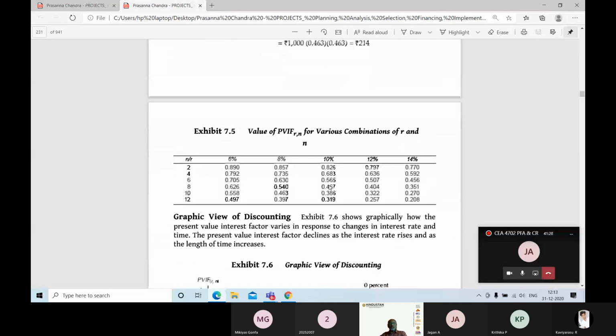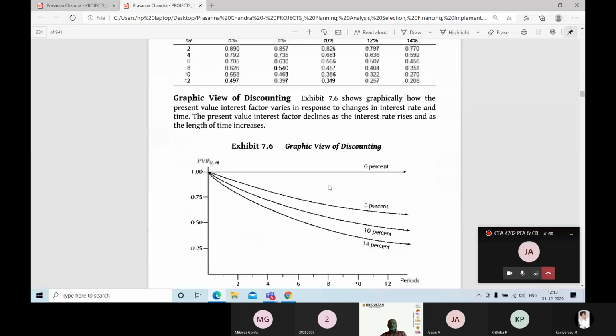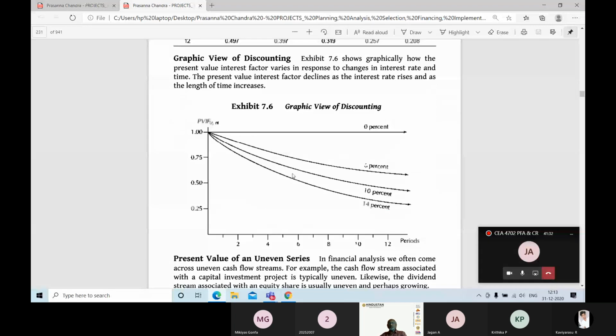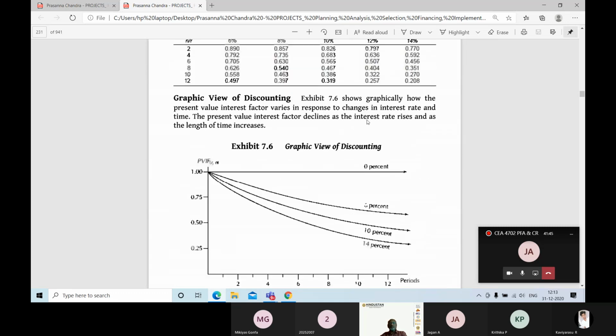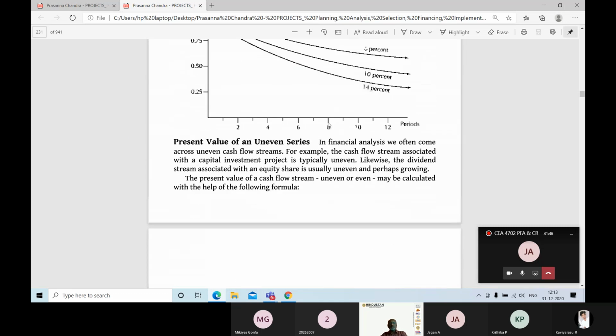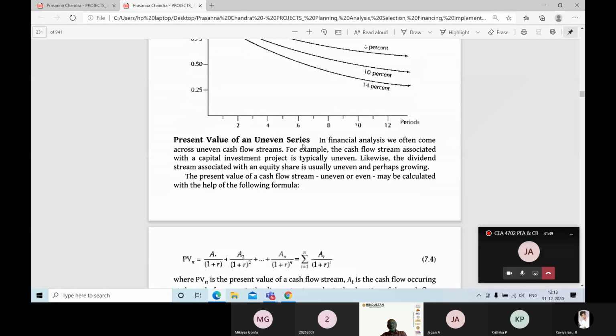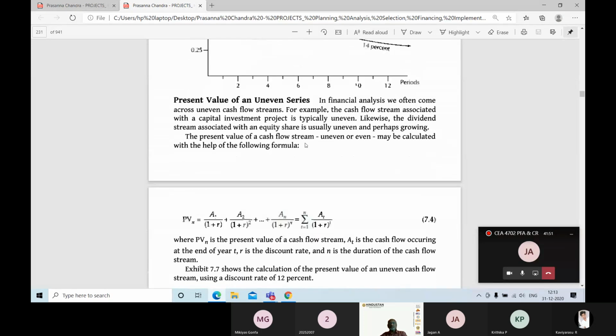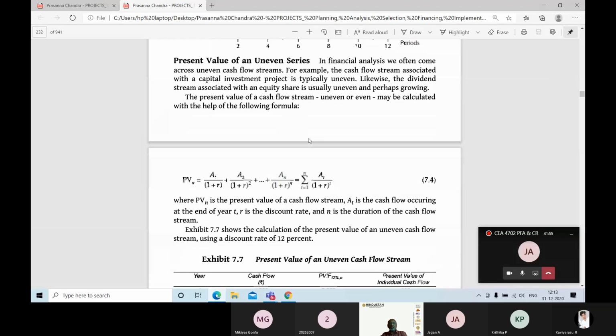Like that, they are calculating this graphical view of the discounting factor for 6%, 10%, 14%. Whenever the interest rate is 14%, the discount factor is lower, like that. The graph shows the declining present value with rising interest rate. Then there is the present value of an uneven series. In an uneven series the cash flows may differ. So how do we calculate an uneven series?